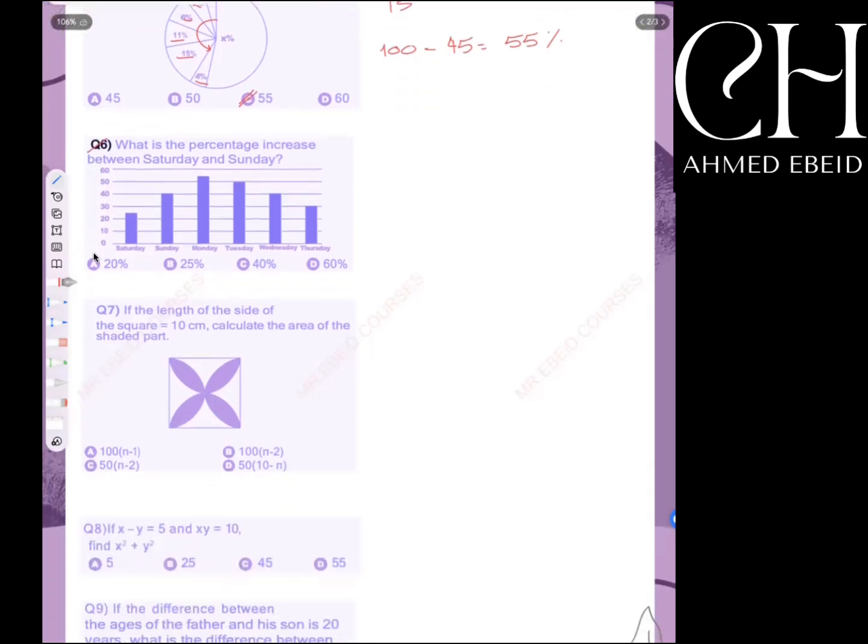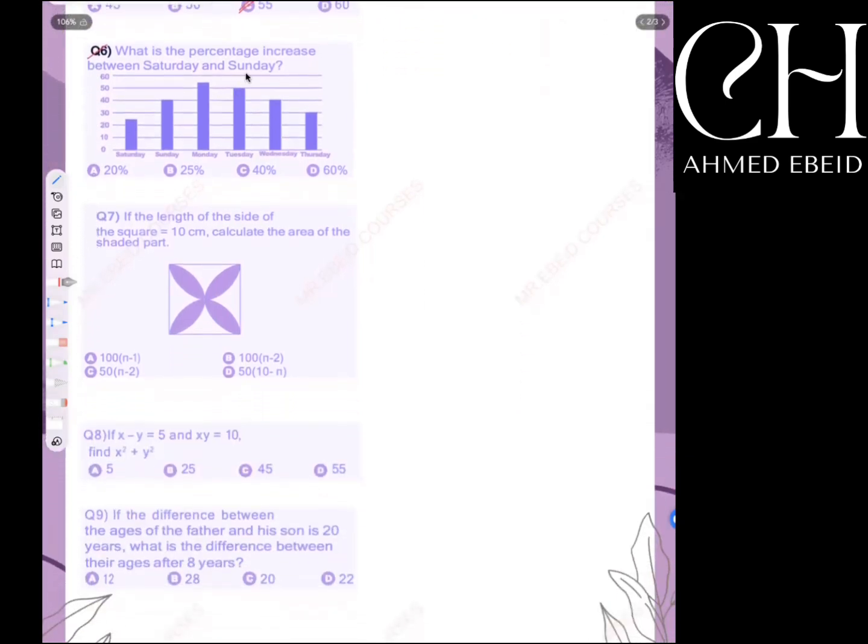For question 6, what is the percentage increase between Saturday and Sunday? How can we answer this question? This is Saturday, between 20 and 30, I think it's 25. And this is Sunday, which is 40.